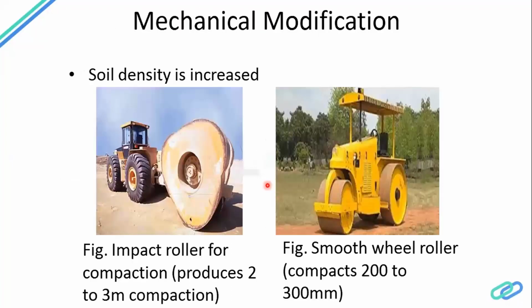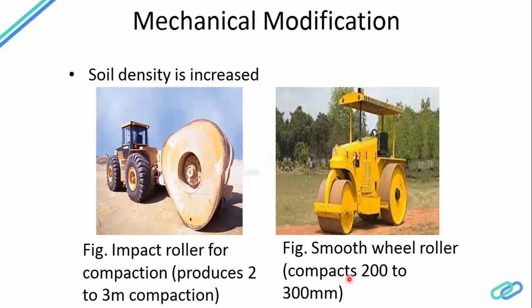So mechanical modification is where we use some mechanical equipment to modify the soil, so soil density gets increased. In case of an impact roller, this drum has the weight to give the impact to the soil, and this will compact for 2 to 3 meters of depth. In case of a smooth wheel roller, it compacts 200 to 300 mm.